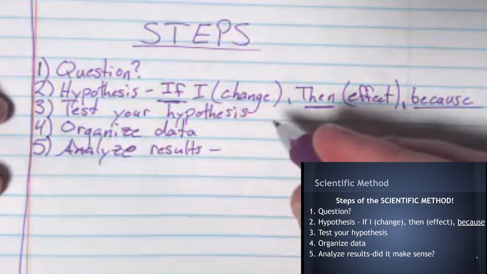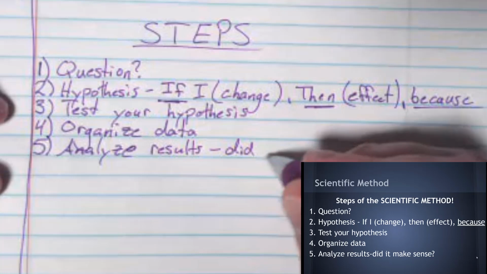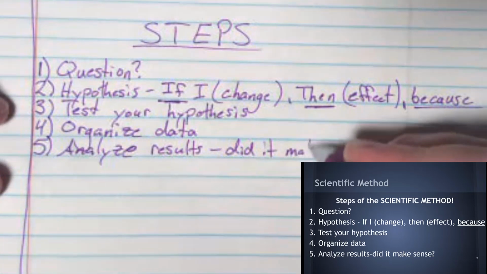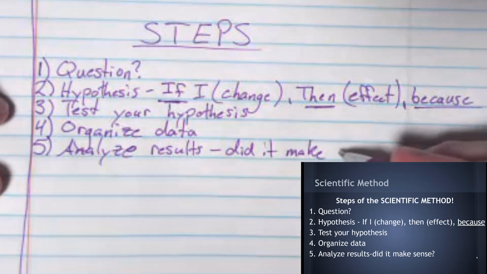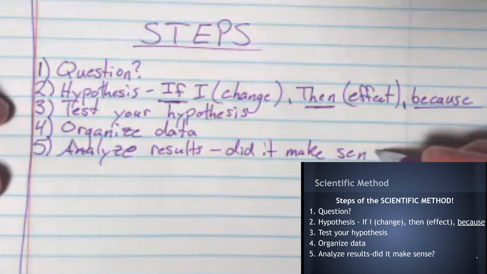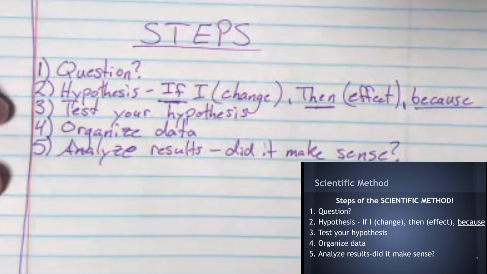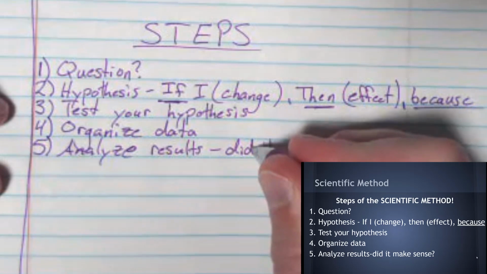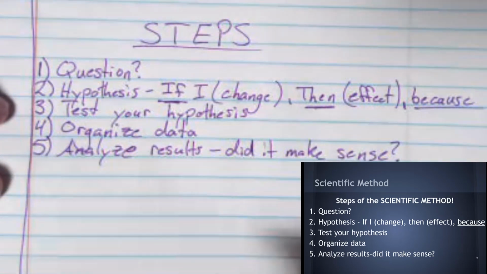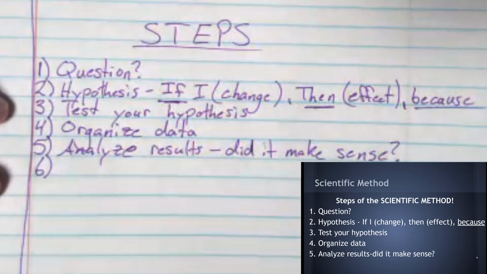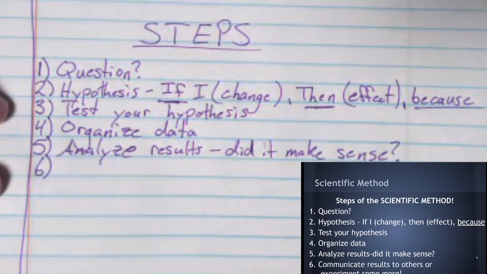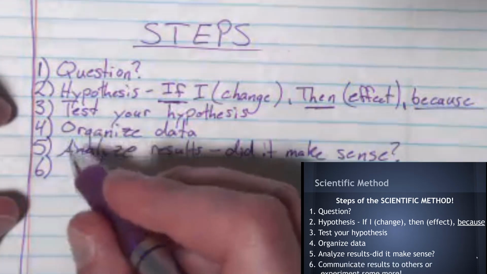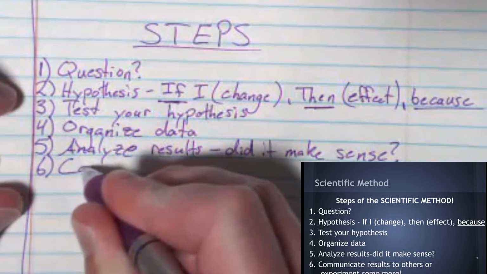Here's the big question, did it make sense? Because if it doesn't make sense, that means you may have done something wrong. Because it should make sense. I mean, if you understand science, everything should follow a pattern. Once you're done with all that, then we communicate.